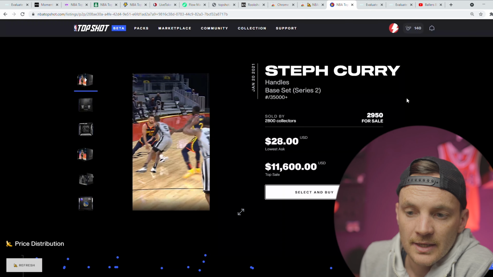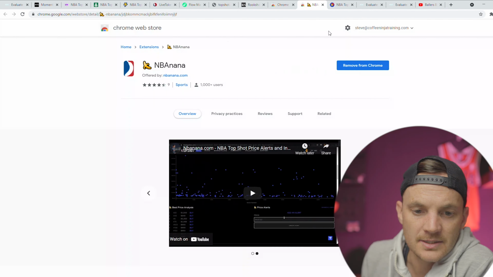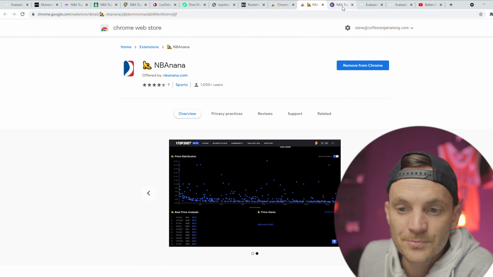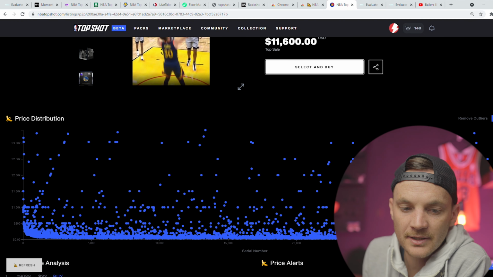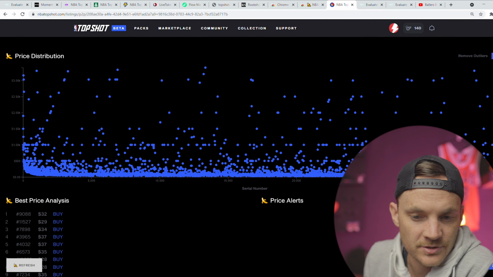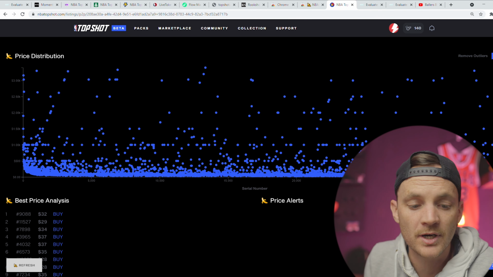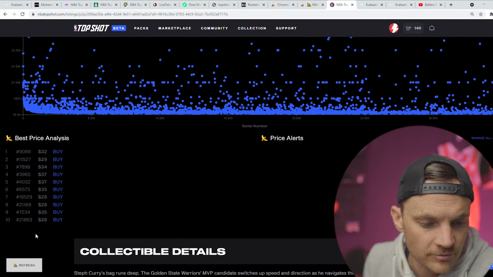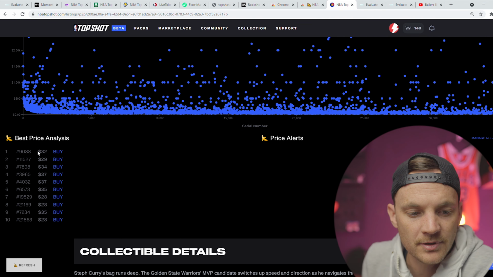That being said, another one I do like is this NBAnana. It's a bit of a play on words, but what it does is it creates a visual graph of everything that's for sale. And every now and then it shows red dots that were actually transactions. But it also gives you this little chart down here of best price analysis.